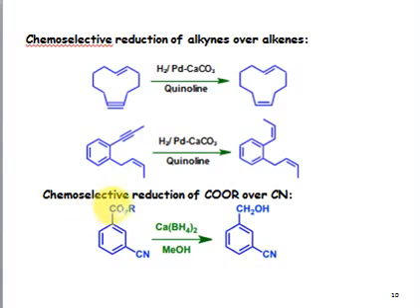For reduction of ester to alcohol preferentially, we use calcium borohydride. The solvent is methanol because the boranes are more soluble in methanol. So when you use calcium borohydride, you can selectively reduce the ester group into the alcohol, while the cyano group will not be reacted.